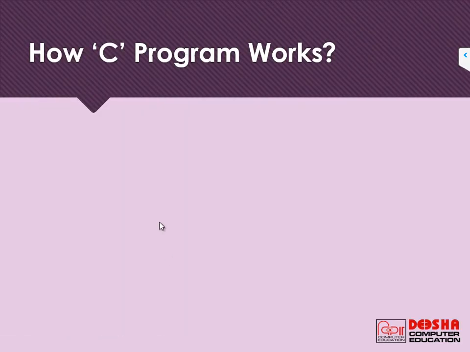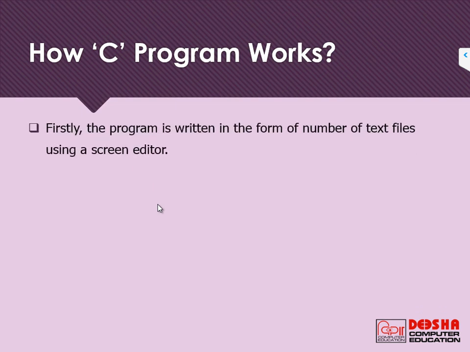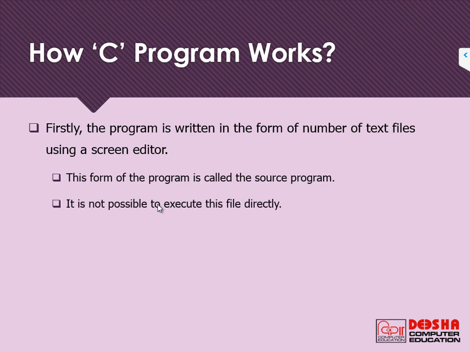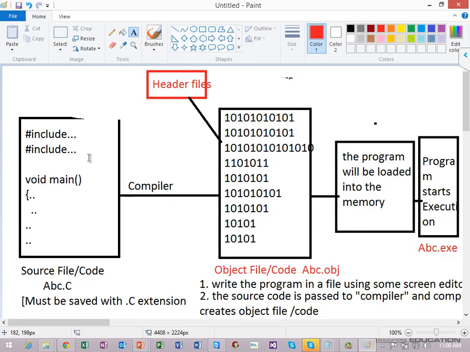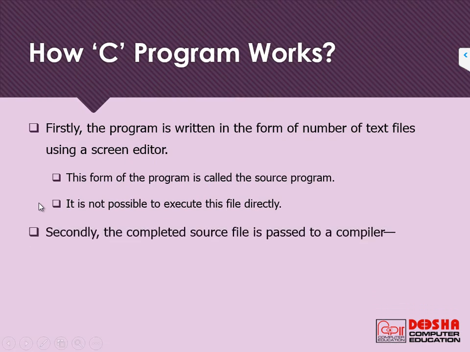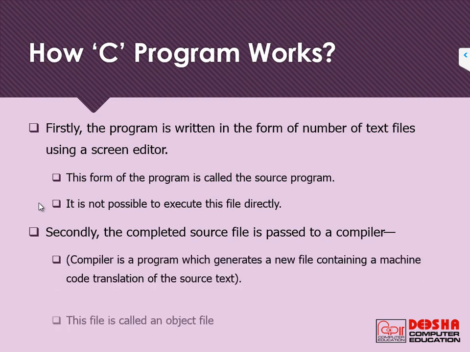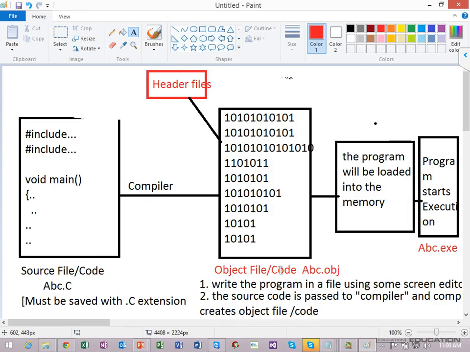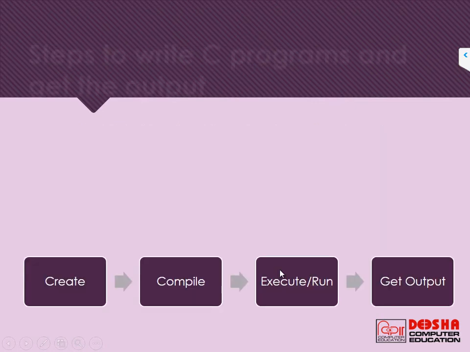Firstly, the program is written in the form of text files called source files or source program. It is not possible to execute this file directly because it contains high level code. Secondly, the completed source file is passed to a compiler, a program which generates a new file containing a machine code translation of the source text. This file is called an object file or object code.